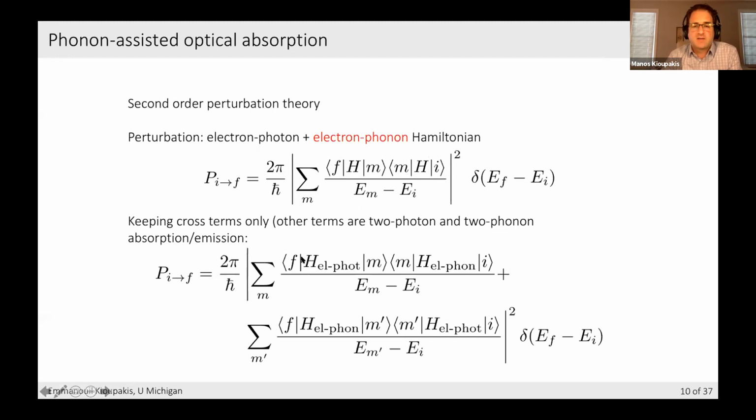Now, because we're looking at phonon-assisted photon absorption, we keep only the cross terms here because the Hamiltonian is the sum of electron-photon plus electron-phonon. And so if you have 2 terms here, 2 terms here, you have 4 terms total. One of them is two-photon absorption, another is two-phonon scattering, but the terms that are cross terms, where it involves a photon and a phonon, are the ones we keep here. So either you absorb or emit your phonon first and then absorb the photon, or you absorb the photon first and then the phonon. It's just a sequence of the 2 steps. Okay.